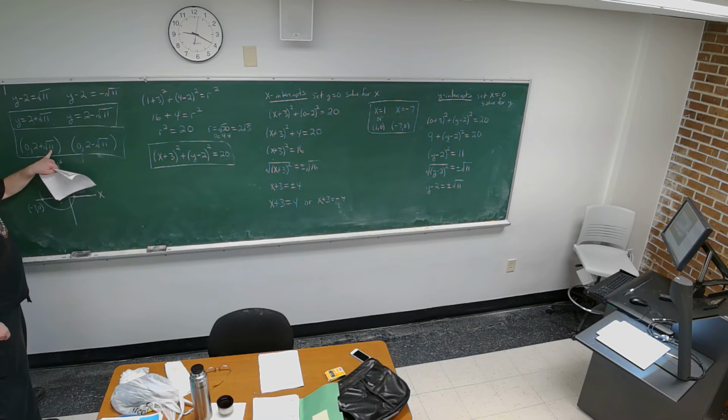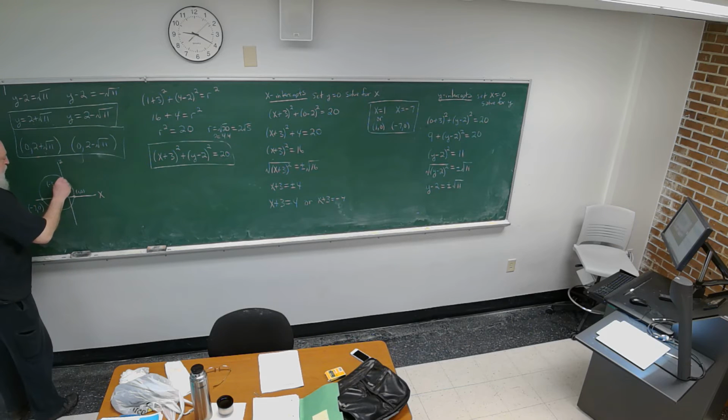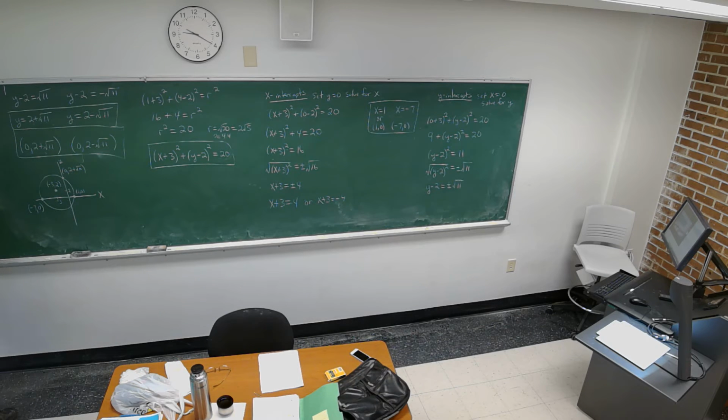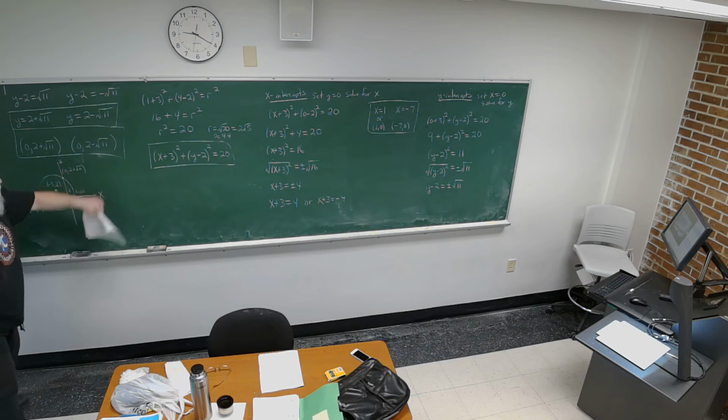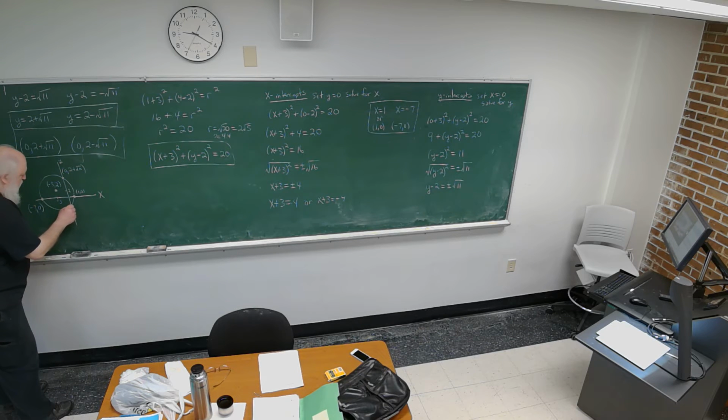Now 2 plus square root 11 is bigger than 2 minus square root 11. So this point right here is the y-intercept 0, 2 plus square root of 11, where it crosses the y-axis up there. And down here, square root of 11 is actually greater than 2. It's more than 3, but less than 4. And so 2 minus square root of 11 is a negative number. And that's why this y-intercept is below the origin. So this is the point 0, 2 minus the square root.